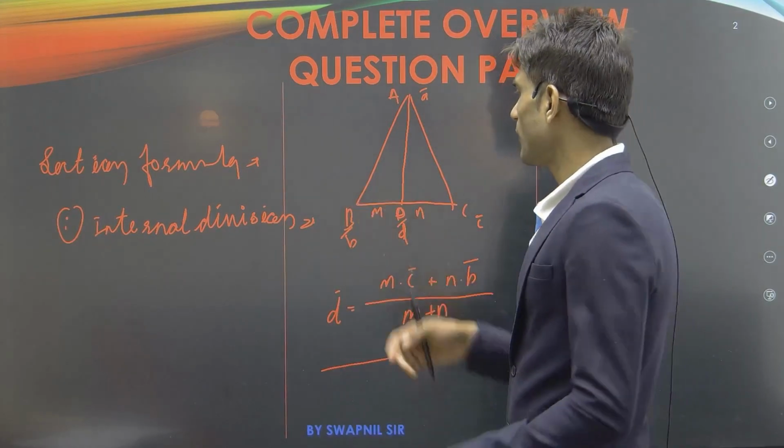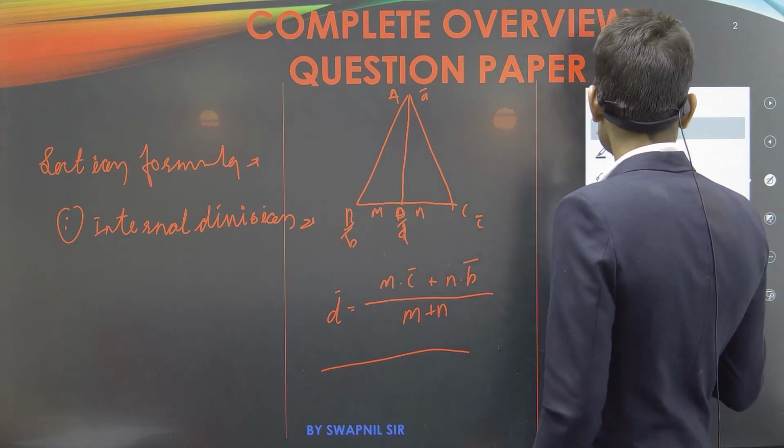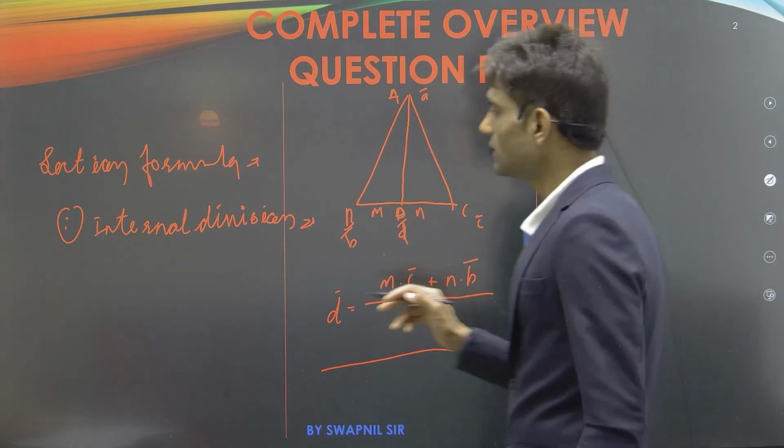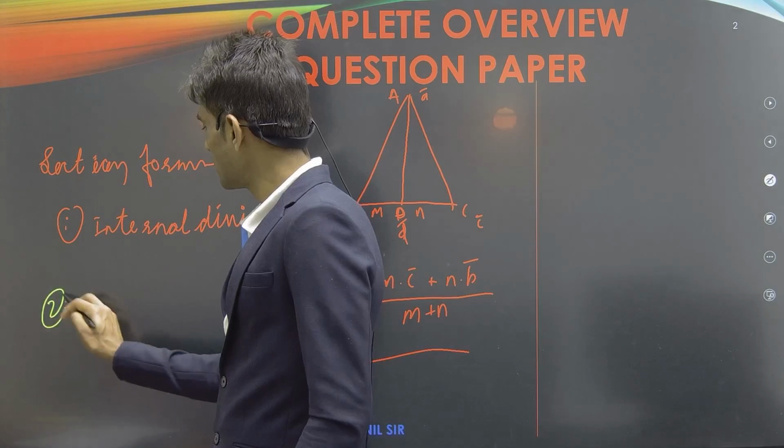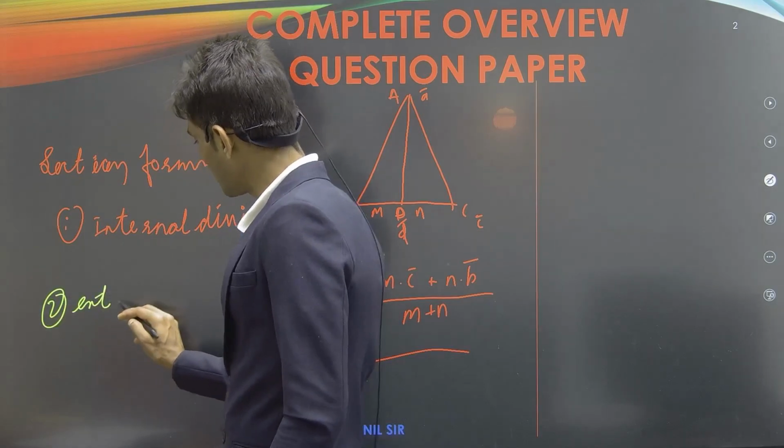Now let's go for the next, the section formula for external division. I will change the color for external division.